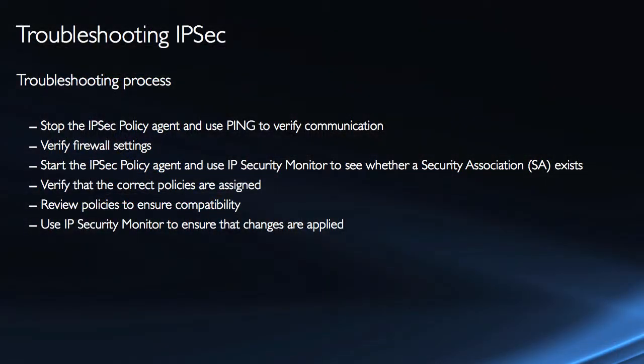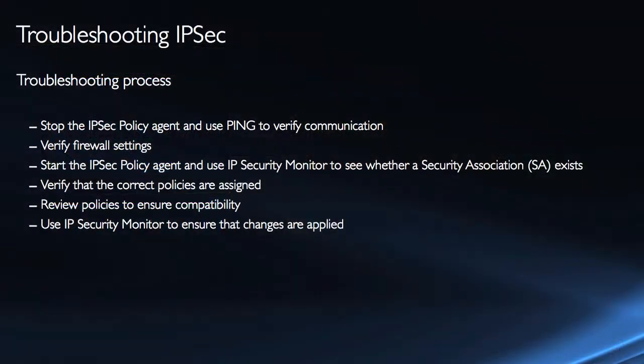And so as a part of the troubleshooting process, the very first thing we're going to want to do is try to eliminate IPsec. See if it actually is the problem. Well, how do we do that? Well, we can stop the IPsec policy agent on both machines. If we stop this service, then it stops the enforcement of those rules. Then we use ping just to verify network connectivity.